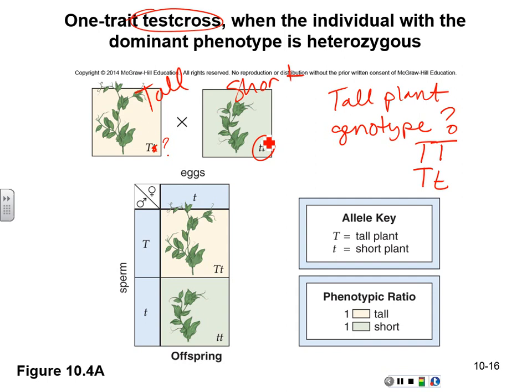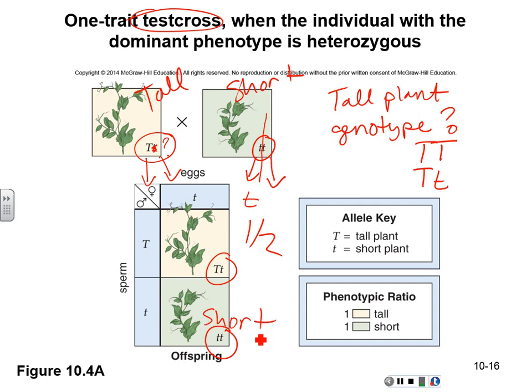So if you get offspring that are both tall and short, so half and half, remember, one chromosome has to go to either the egg or the sperm. Well, this one can only give a little t, right? This, we don't know what it is. But what happens if we end up with a short child? This is offspring, right?